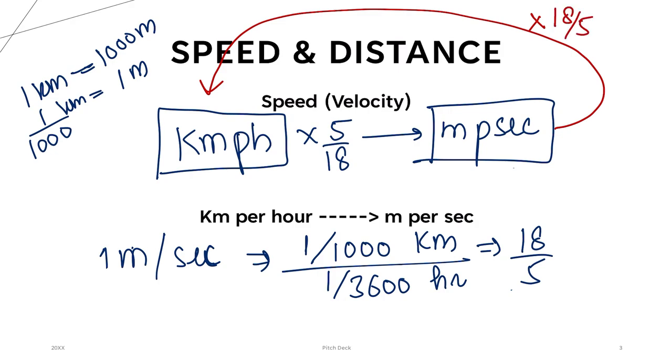Going from kilometer per hour to meter per second, you have to do what? You have to multiply by 5 by 18. I hope this is clear. Very easy. Kilometer per hour to meter per second, multiply it by 5 by 18. If meter per second is given to you, you can convert it to kilometer per hour by 18 by 5.